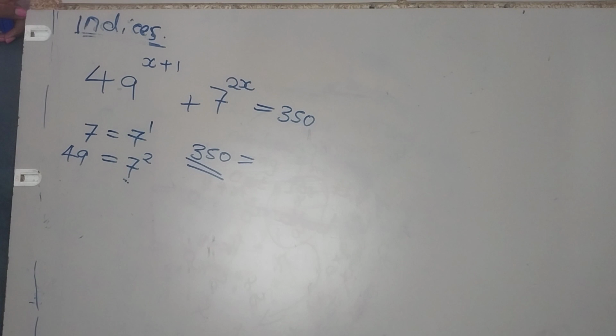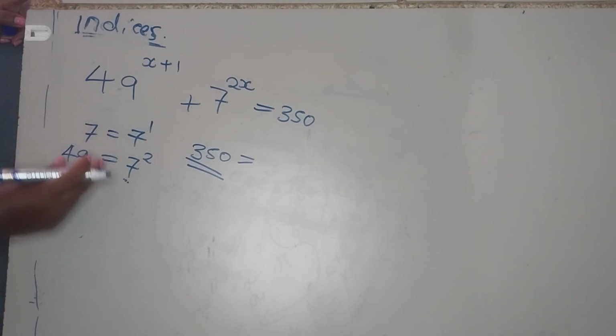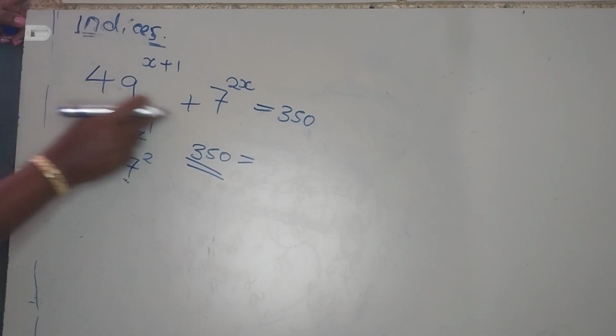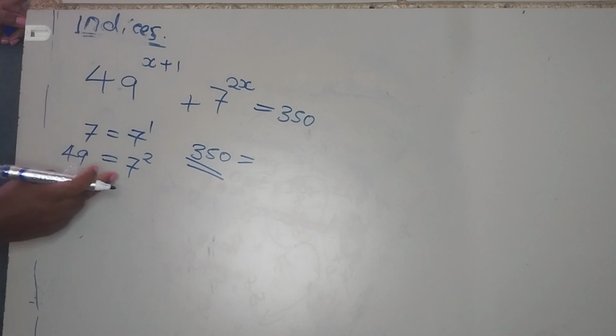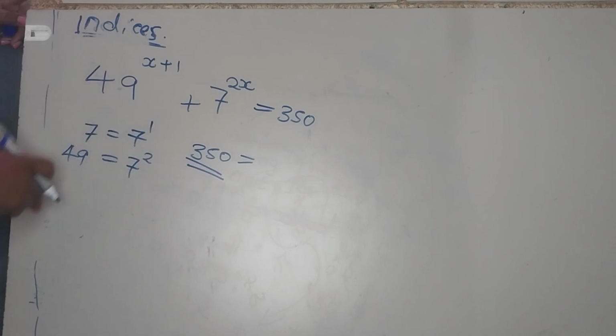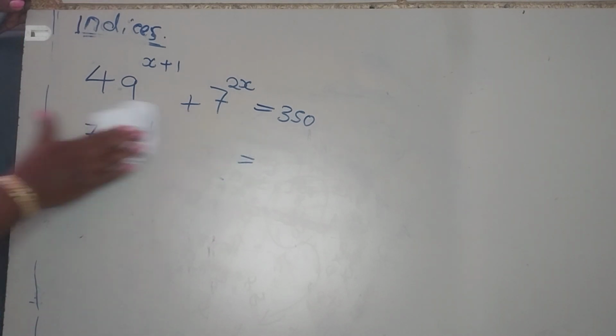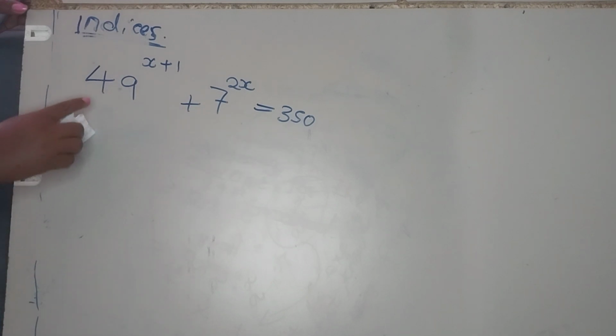What did I say on the last basic? That if any of the numbers cannot be expressed using the same base, like in our equation, all the numbers were using the base 7. 49 got the base 7 to power 2. 7 got the base 7 to power 1. But the 350 chose not to use the 7 base. So that means that in our equation, we'll have the letting option. What do I mean? Let us first express the 49 as a 7.